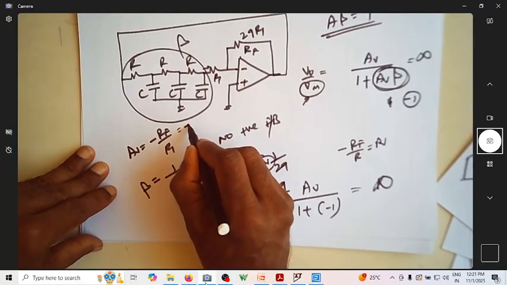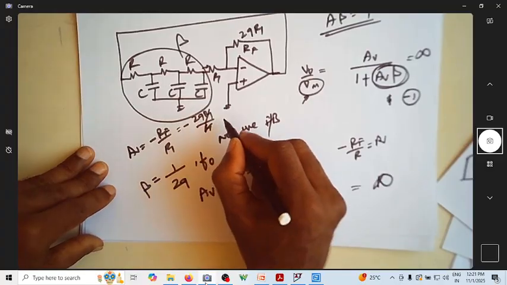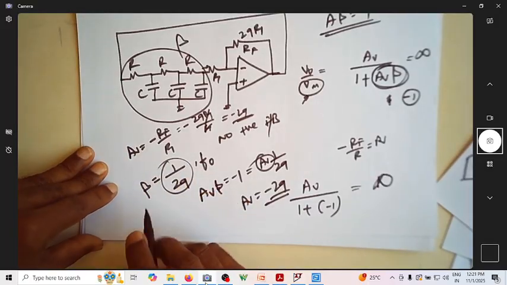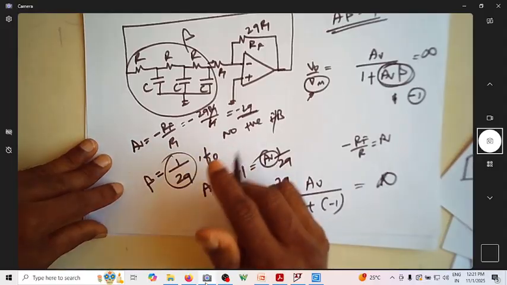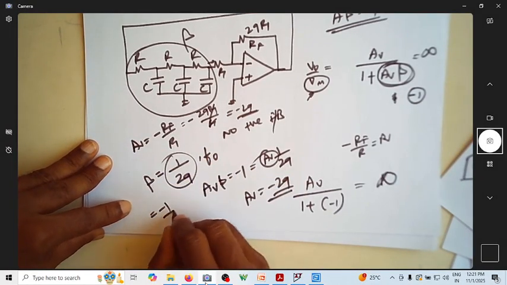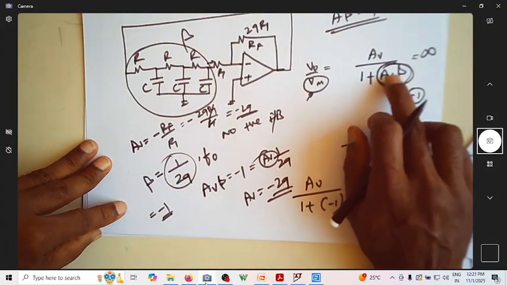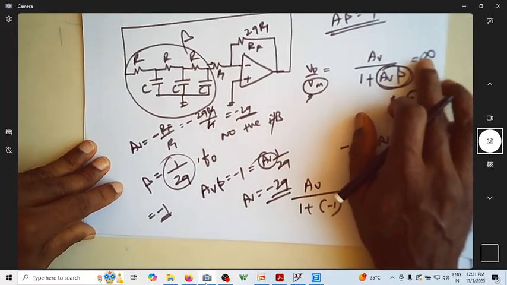If I make it minus of 29 R1 by R1, does this go off? So do you have it as minus 29? Do you have beta as 1 over 29? Then what is AV into beta? Does AV into beta become minus 1? So when it becomes minus 1, does this become 1 plus of minus 1? Is it not becoming 0 in the denominator? So will it not become infinite?